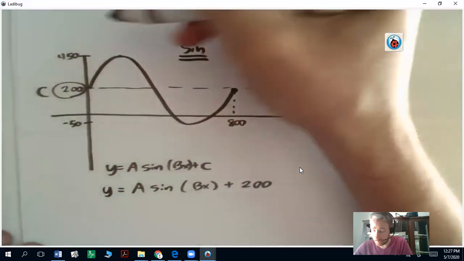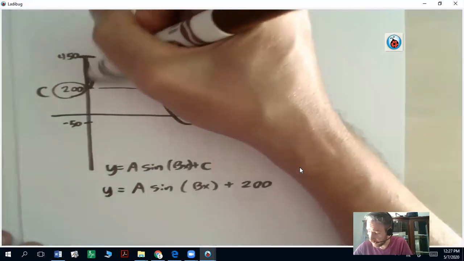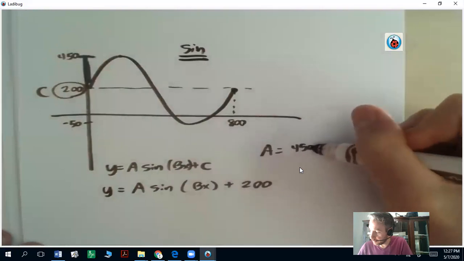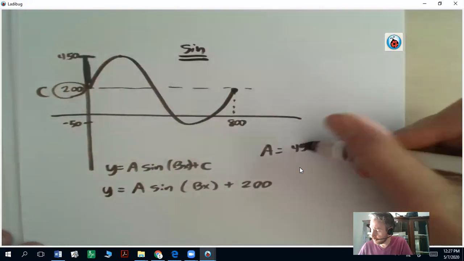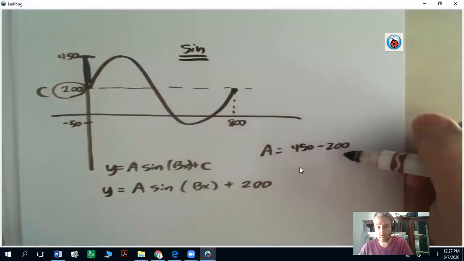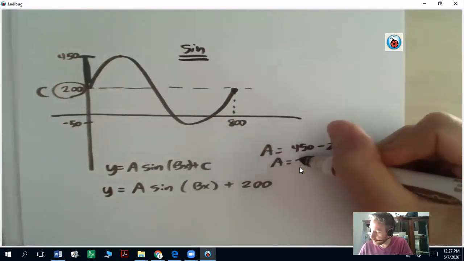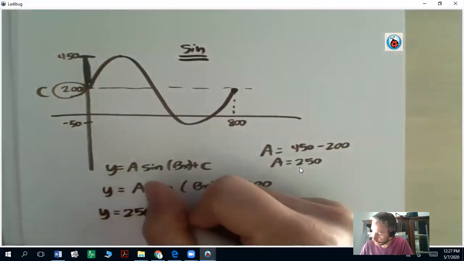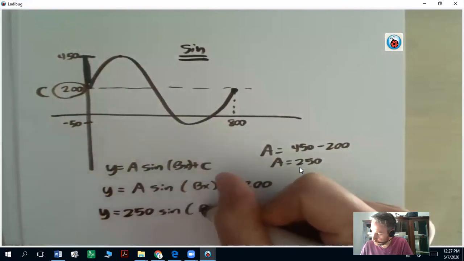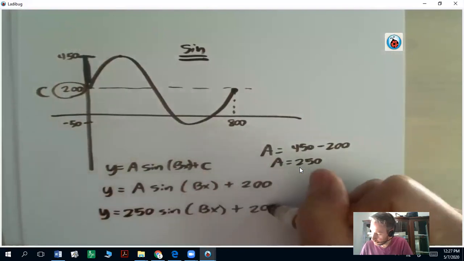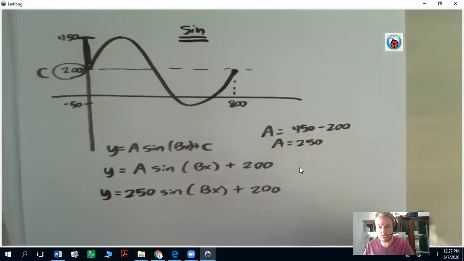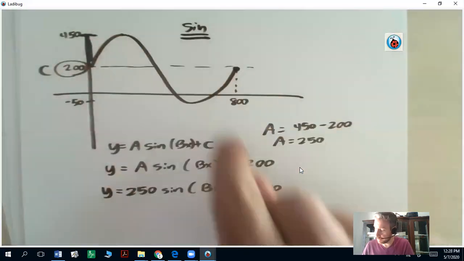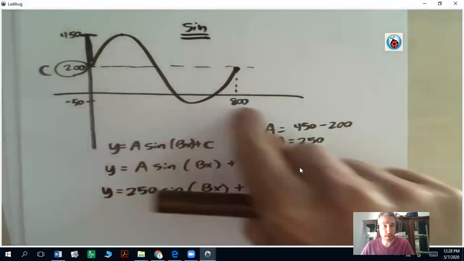Now the a is the amplitude, so it's going to go from 200 to 450. That a value is going to be that difference of 450 minus 200. And 400 minus 200 is 200, so 450 minus 200 is 250. So that a value should be 250. And just to kind of reiterate, the midline plus the amplitude is the max. The midline minus the amplitude is the min. It does go down to negative 50.